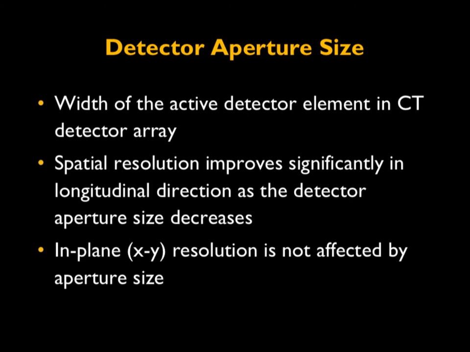When you talk about detector aperture size, this is basically the width of the active detector element in the CT detector array, which is technologically driven in the multi-detector CT. In fact, the spatial resolution improves significantly in the longitudinal direction as the detector aperture size decreases. And in fact, that's one of the motivations for CT technology in the past decade driving towards thinner and thinner detector sizes.